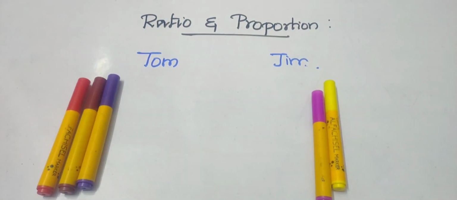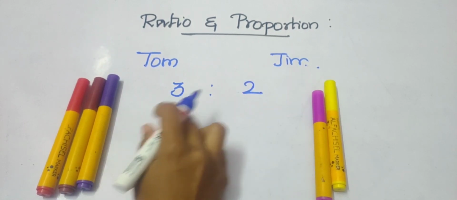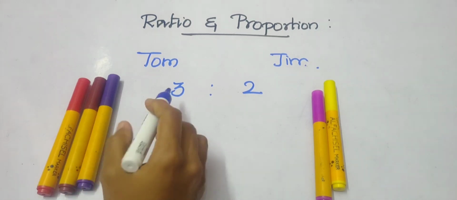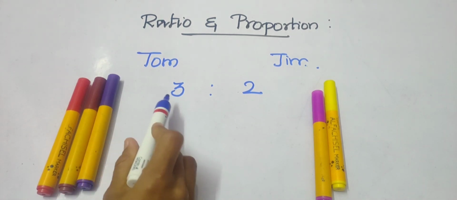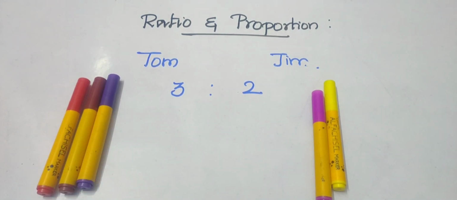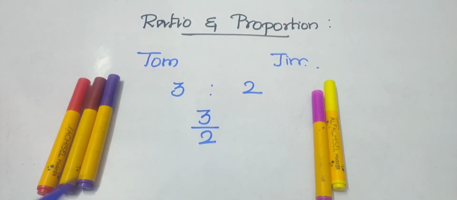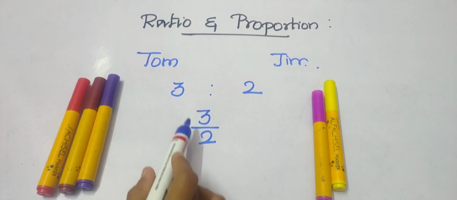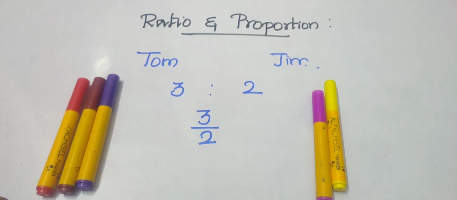So how can you write this? We can write it as 3:2, children. I had given 3 markers to Tom and 2 markers to Jim, so I had written it as 3:2. We can also write this as 3 upon 2, or 3 by 2, so it is in the form of a fraction, it seems like a fraction. But are this 3 upon 2 or 3:2 and the fraction the same? Is it exactly a fraction?